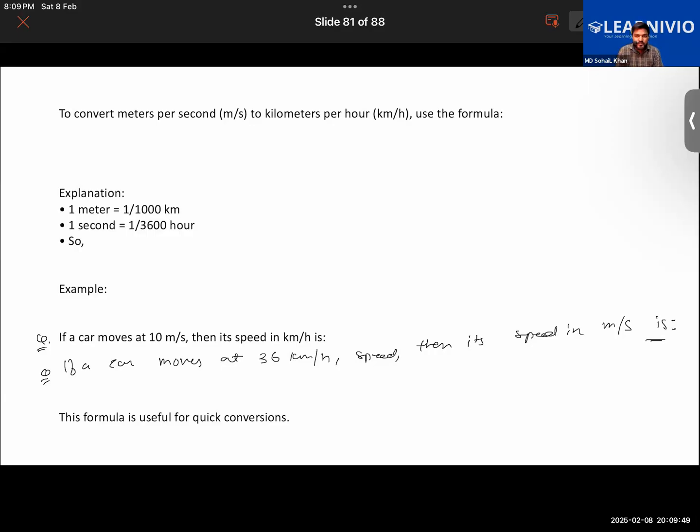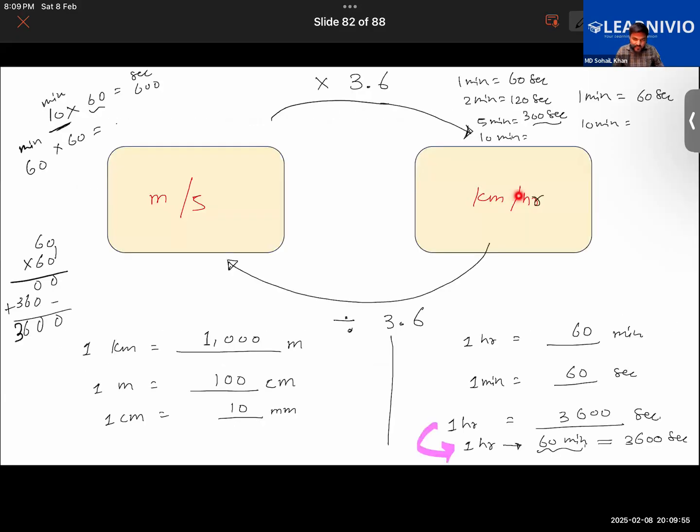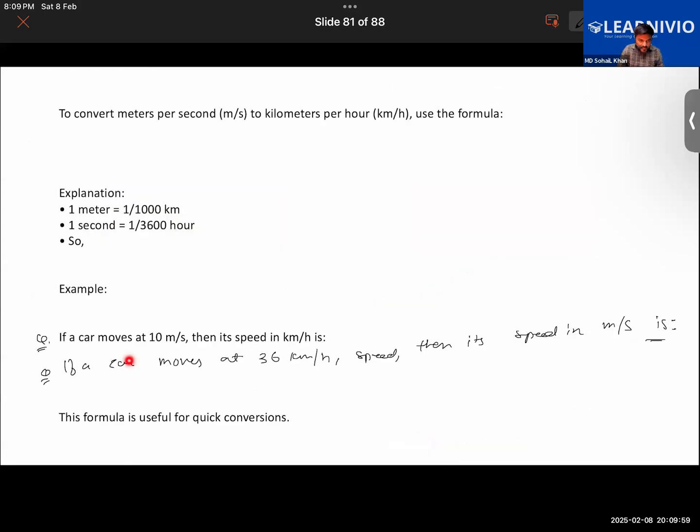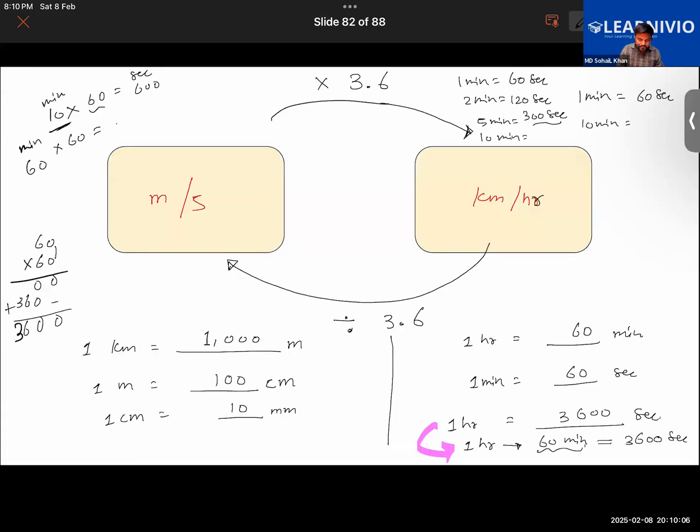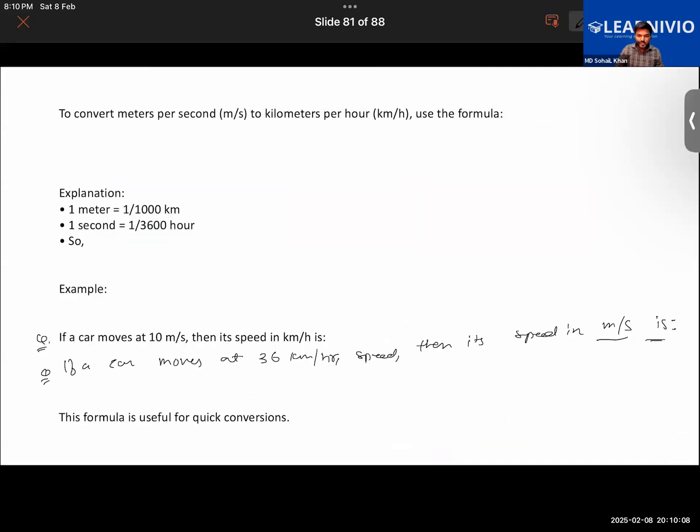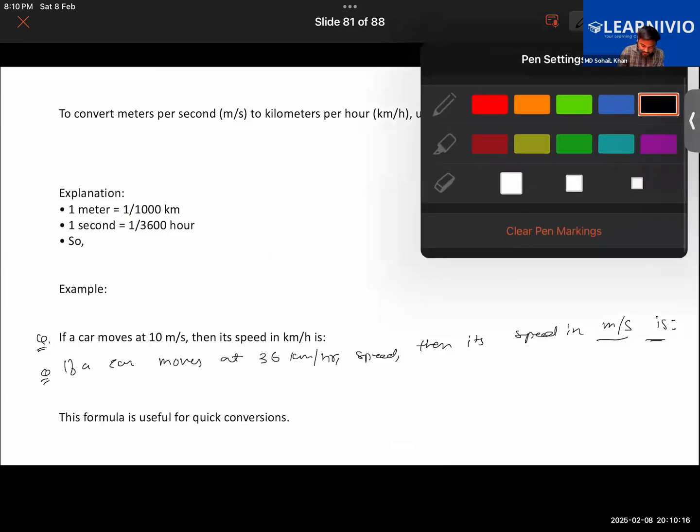Divide by 3.6. Exactly. So do the division. Multiplied by 3.6? No. We're converting from kilometer per hour to meter per second. Question is, car is moving at 36 kilometer per hour speed. You have to convert this into meter per second. I hope you guys won't find it difficult to divide by a decimal number.